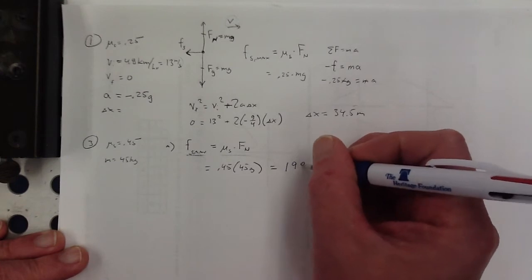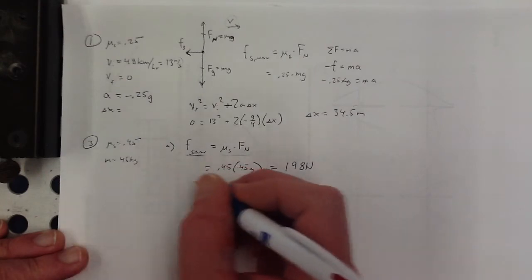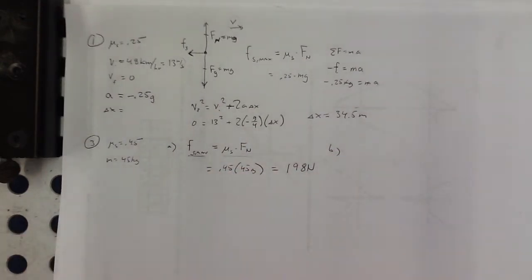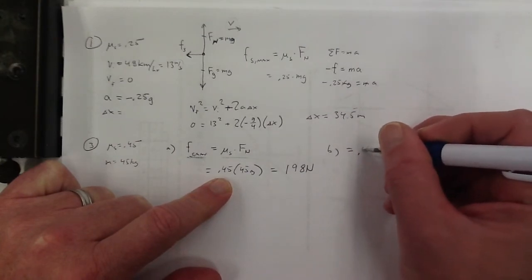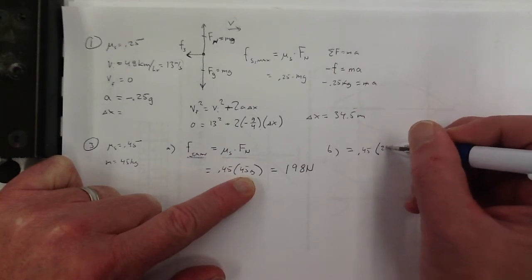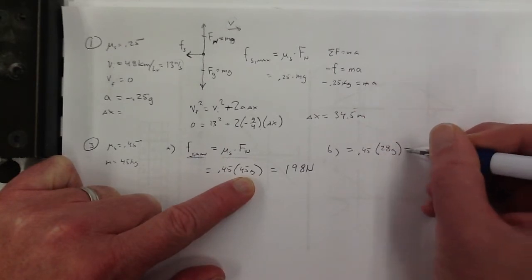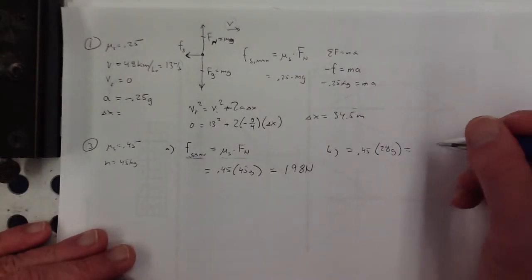Our book made that 200. I'm going to go with the 198. And part B. If the drawers and clothing with 17 kilograms mass are removed before the bureau is pushed, what is the new minimum magnitude? So we're going to take out 17 kilograms. So that's going to be 0.45 times, what's that minus 17? Is that 28? 0.45 times 28 times 9.8. So now about 123.